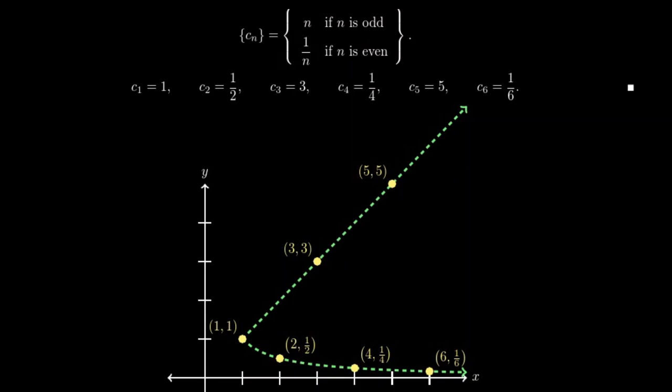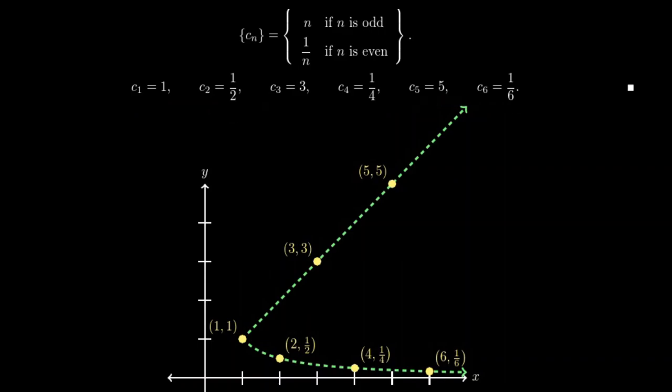And so the first six terms would look like this. 1 is odd, so you get 1. 2 is even, so you get 1 half. 3 is odd, so you get 3. 4 is even, so you get 1 fourth. 5 is odd, so you get 5. 6 is even, so you get 1 sixth. And you see this behavior like so.